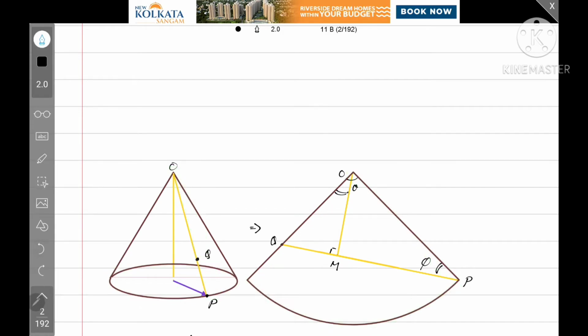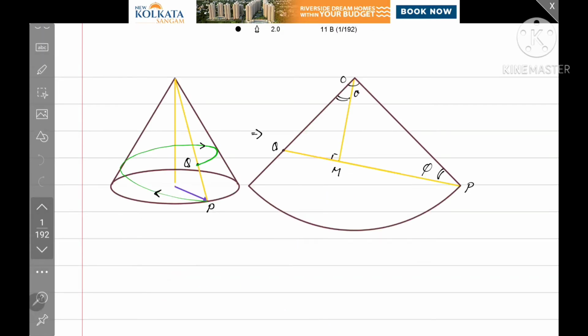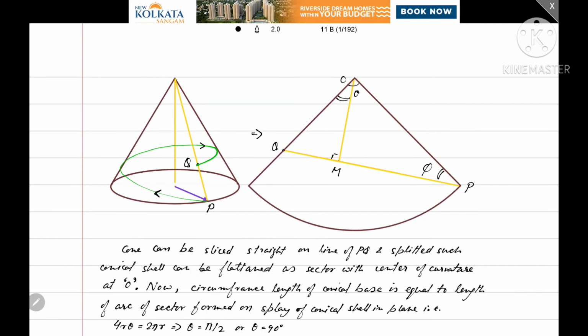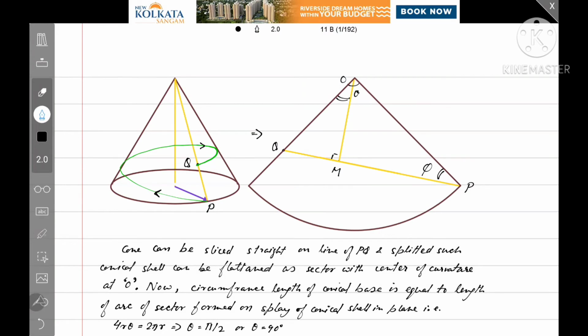Now let us come to the next page. And we have drawn the same thing. Here we can see now the shortest path length we can create. The curved surface of the cone, that is the conical hill, is now flat on a plane, then P to Q is a straight line as a straight path. Check it down. Now let us come to the detailed solution.